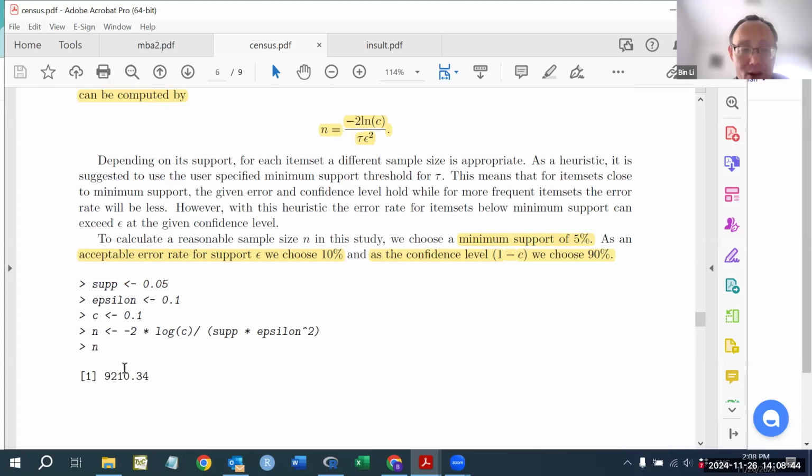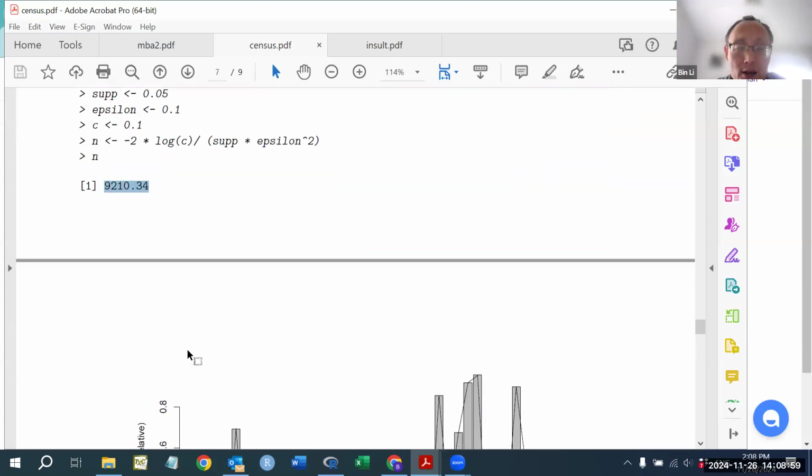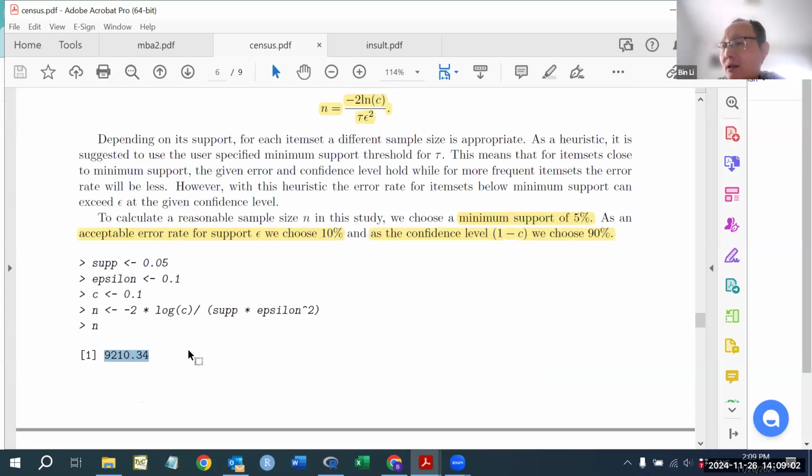Okay, so by using that, we calculated, and you can see the minimum sample size is 9,211. This is the minimum sample size. You should round up, okay? So instead of using all the 48,000, we only need to use about 9,000. That's a very big change, right? We only have less than 10,000 subject sample.